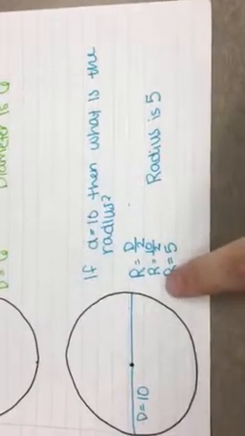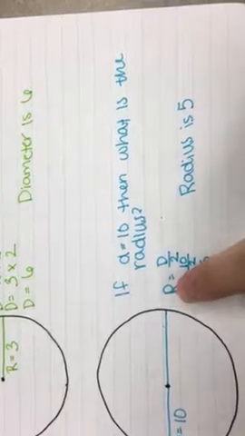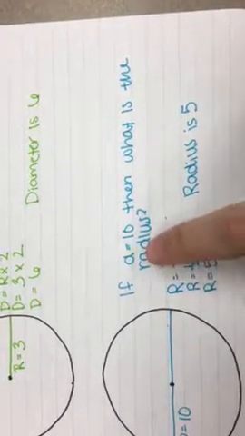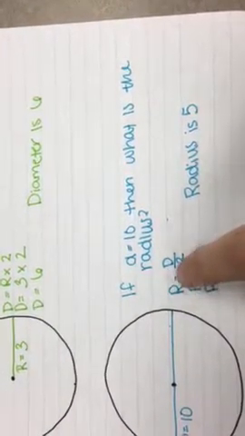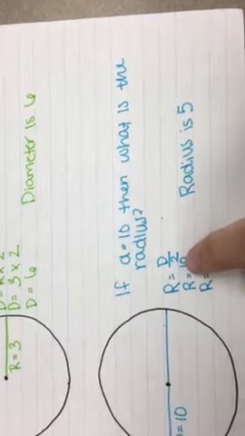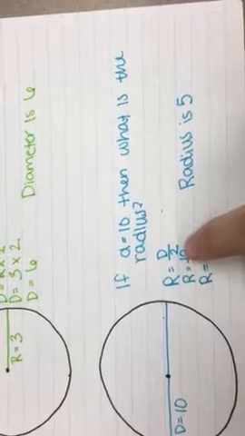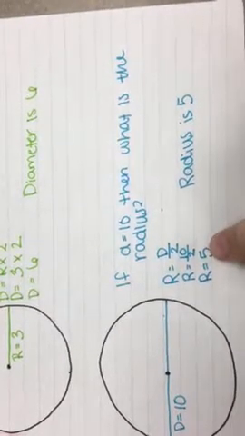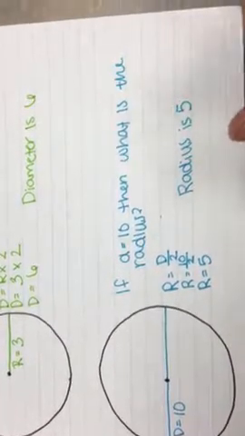If we are given the diameter, which is 10, then we are going to plug into this equation r equals d over 2, which is radius equals diameter over 2. So if we plug 10 in for diameter, it'd be 10 divided by 2, which equals 5. So the radius is 5.